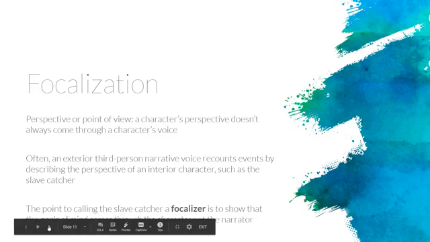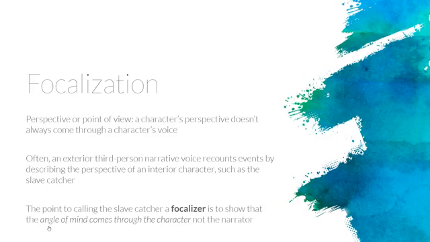So this brings us, when we're talking about perspective, to this important idea called focalization in critical theory. Focalization is a fancy, clunky term that just means perspective or point of view. But what is unique about it is that when we talk about focalization, it means a character's perspective doesn't always come through a character's voice. So when we are reading a text, sometimes what the schoolteacher thinks doesn't come through their voice, but it comes through this other narrator.